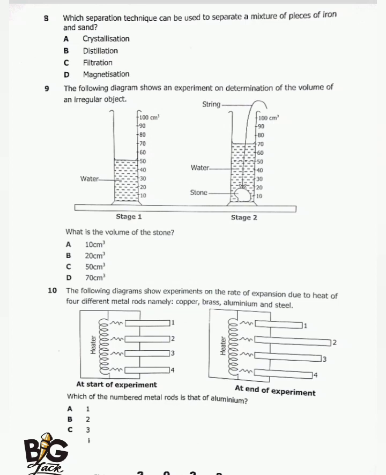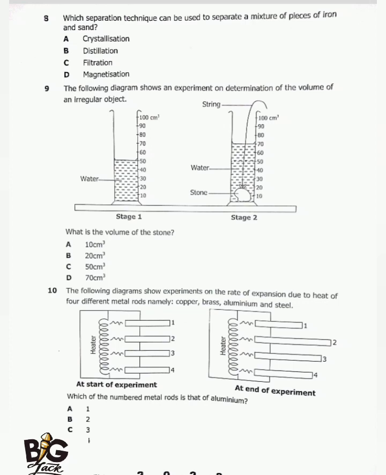Sand cannot be attracted to the magnet. So in this case we can use magnetism or magnetization, which is D. Magnetization, where you use a magnet, since you know that iron can be attracted to the magnet. As the result, what is going to remain there is the sand.